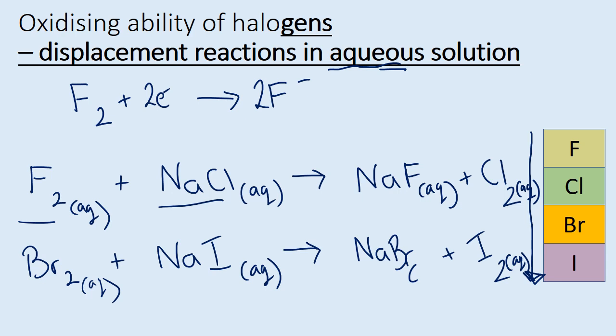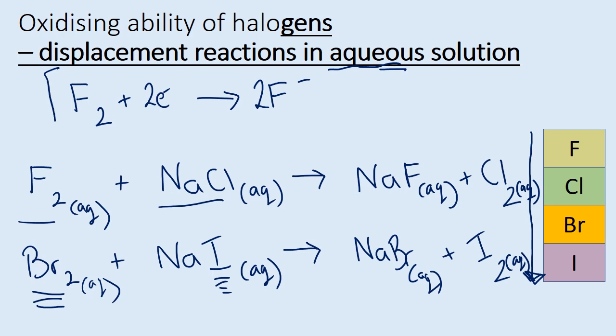So if the displacement takes place, and it will take place if the halogen is more reactive than the halide, be prepared to give an observation. And we know the colours of the aqueous solutions, so you can't just say it gets darker. Say that orange brown to a dark brown, or pale green to an orange brown. And those are the displacement reactions, when the more reactive halogen displaces a less reactive halide.